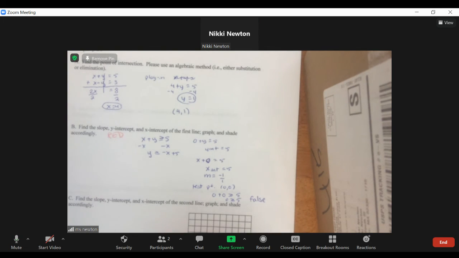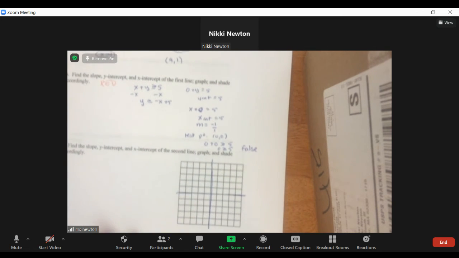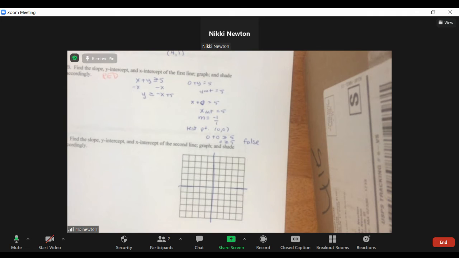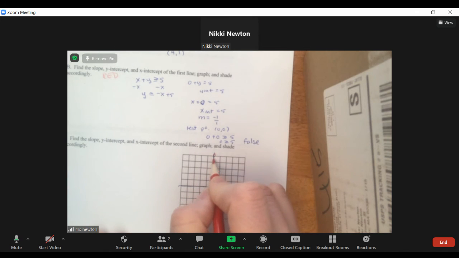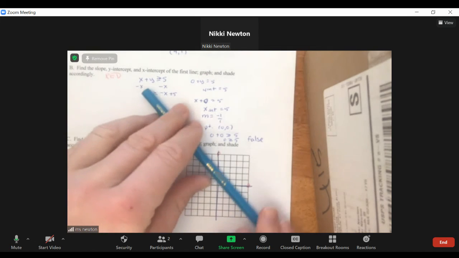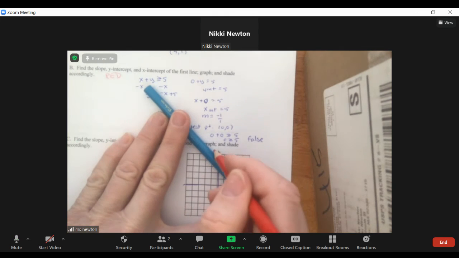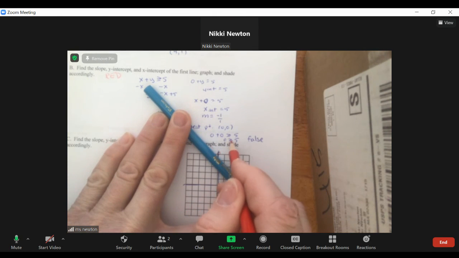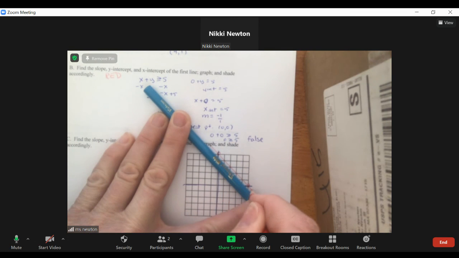So I'll put my axes on here. And now in red for this line, I'm going to put this line on here. So I have an x-intercept of 5 and a y-intercept of 5 and a slope of down 1, right 1, down 1, right 1, down 1, right 1. And then I'm going to use my ruler or straight edge. And it's a solid line because of the equal bar on the inequality sign.